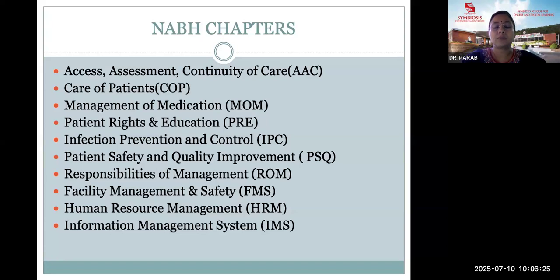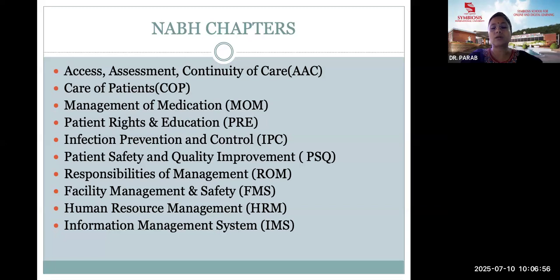And this is our second session on the NABH accreditation topic. So today we are going to look at the different chapters of NABH and how the chapters are structured. Yesterday I had mentioned to you that there are different standards for different levels of hospitals. I told you that there are small healthcare organizations and there are healthcare organizations.